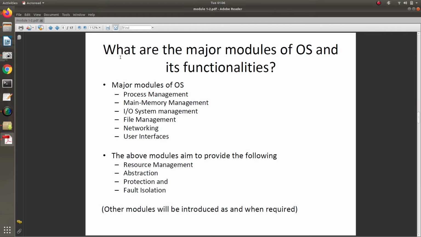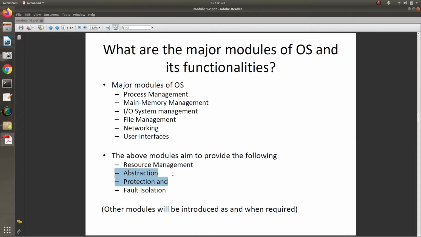Now, moving on. What are the major modules of the operating system and what are its functionalities? Okay, so these are the basic functions of any operating system. Firstly, resource management. That is, all the resources will have to be managed by the operating system, obviously.